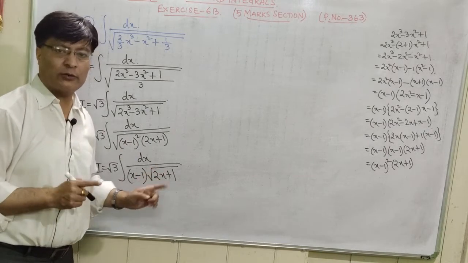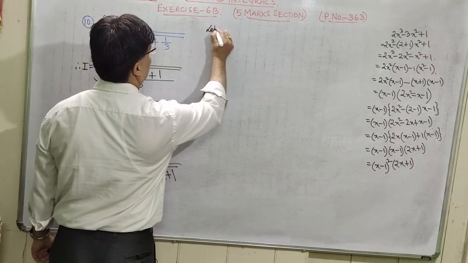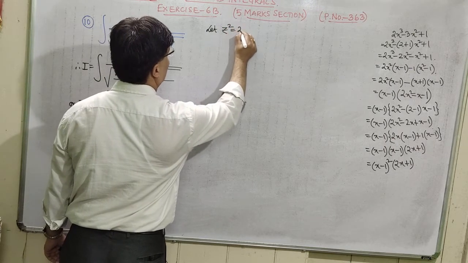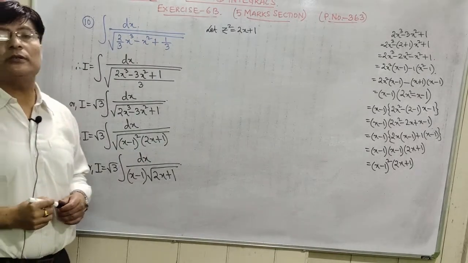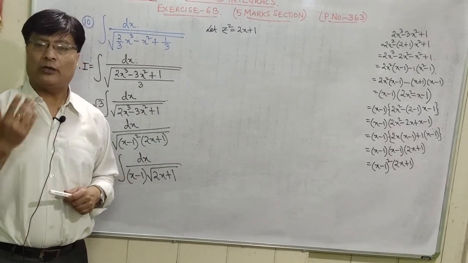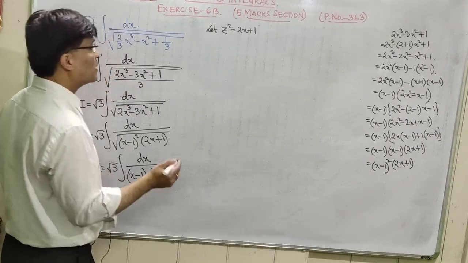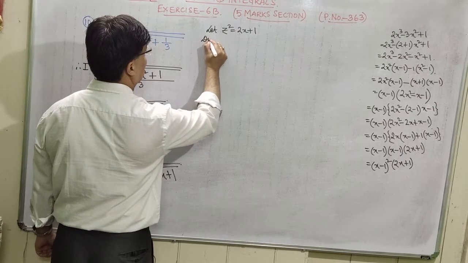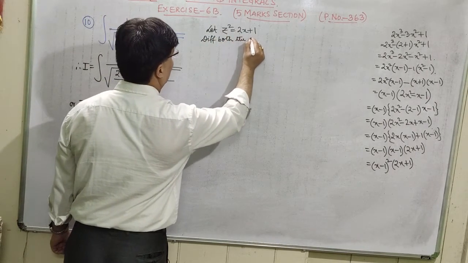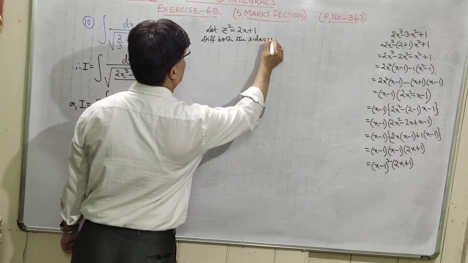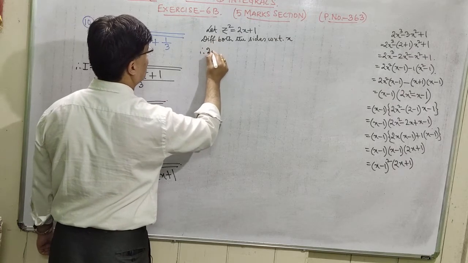So the expression under the square root can be taken as z square. Let z square equal 2x plus 1. The expression under the square root is 2x plus 1, and we take it as z square. Let us differentiate both the sides with respect to x. So what is the differentiation of z square?